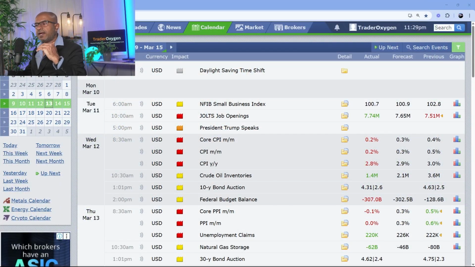Okay, now let's look into the economic calendar. If you look at 8:30 New York time, you can see today there is some red news, which is good for trading because it causes volatility.